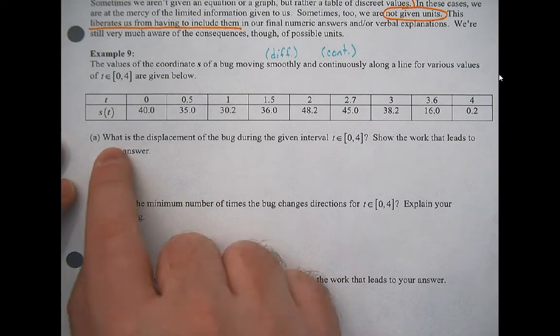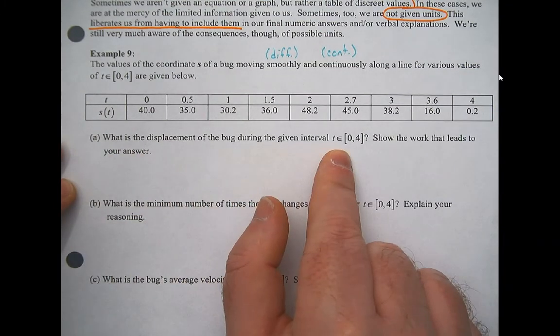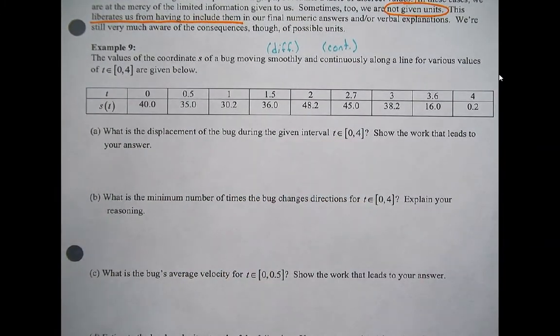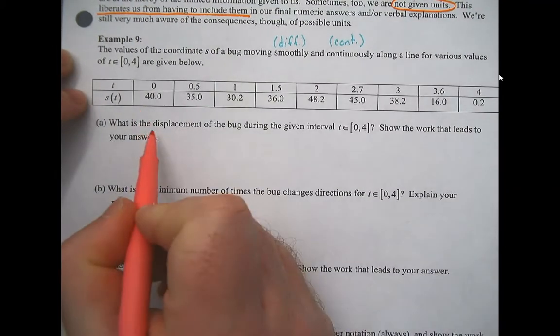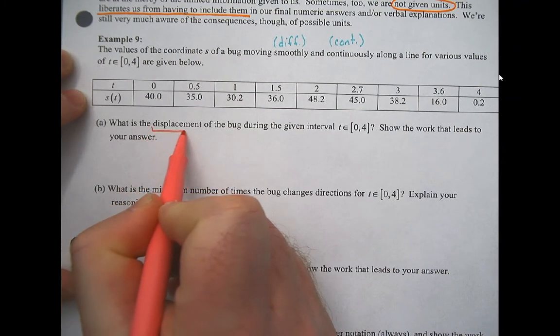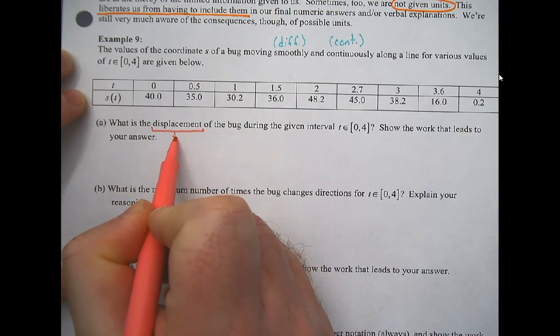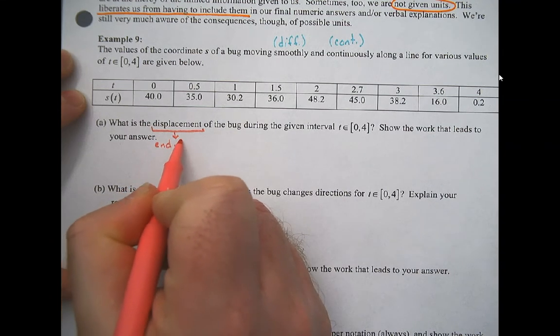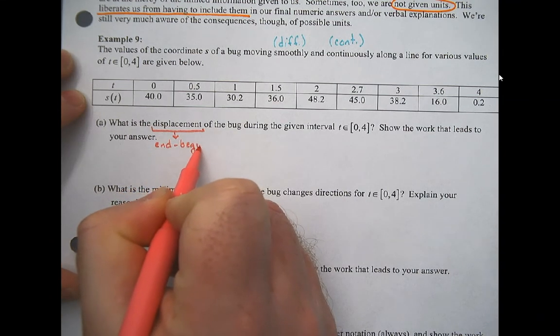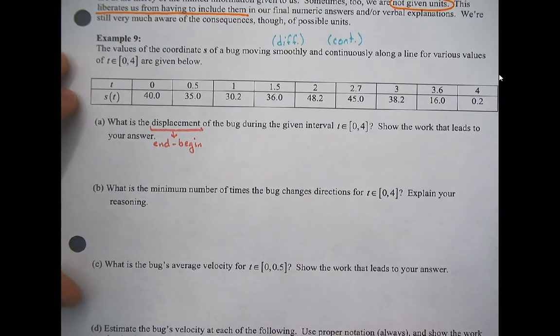Okay, so what is the displacement of the bug during the given interval from 0 to 4? Show the work that leads to your answer. I'm going to encourage you to pause here and see how much you can do on your own of this one. All right, so hopefully you annotated. Even if you knew what this word meant, I still recommend annotating. Displacement means take the end and subtract the beginning. So displacement can be negative.